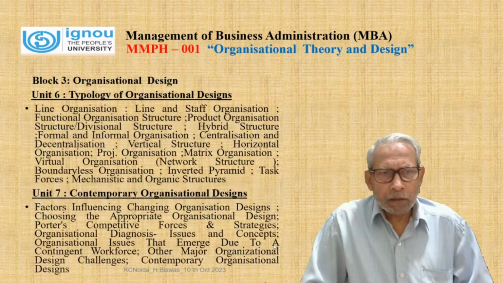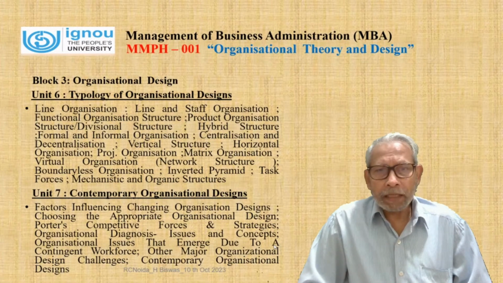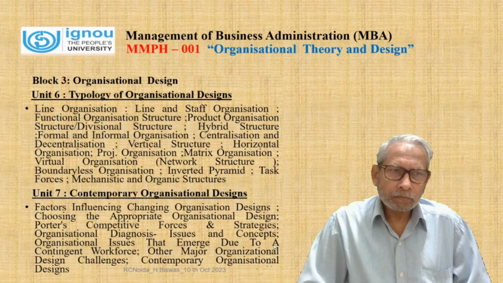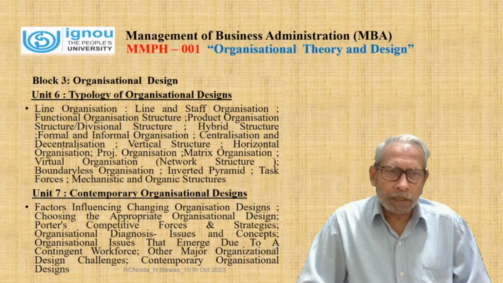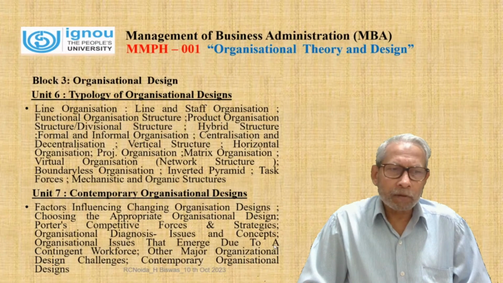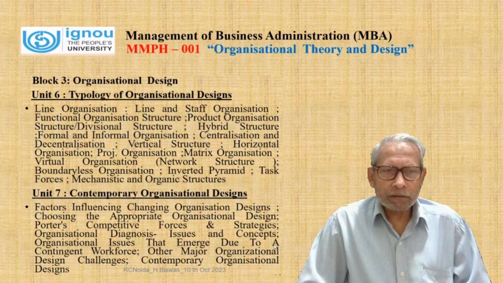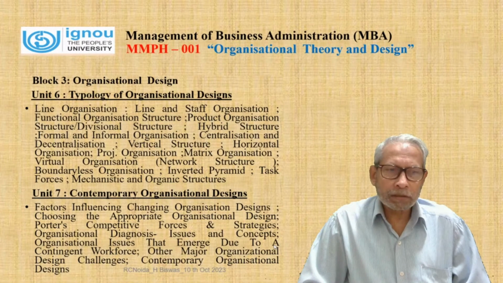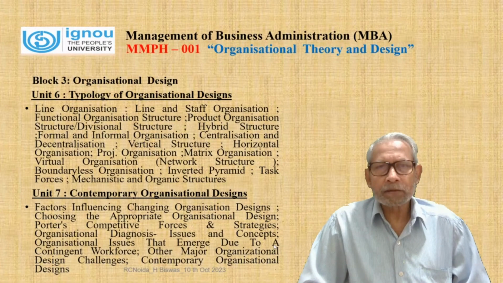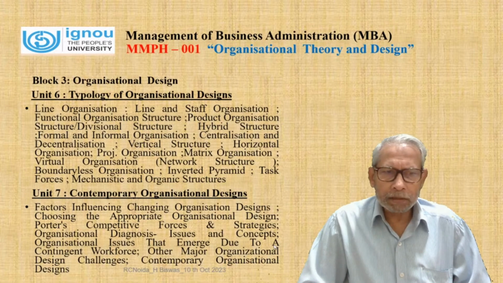In unit number 6, you have to discuss line organizations, line and staff organizations, functional organization structures, product organizations, then divisional structures, hybrid structures, formal and informal organizations, centralization and decentralization, then vertical structures, horizontal organizations, project organizations, matrix organizations, network structures, all these things.